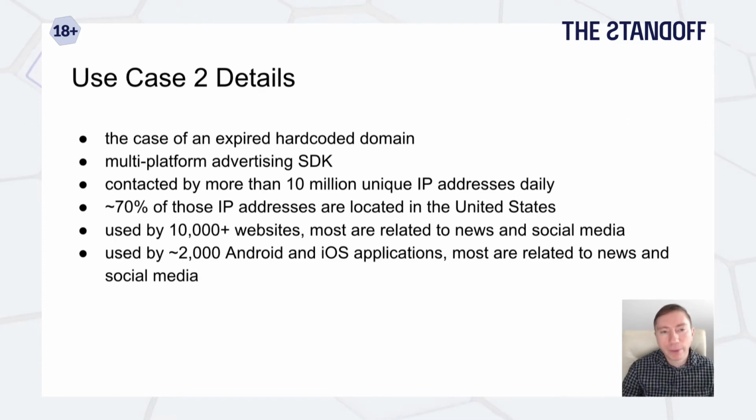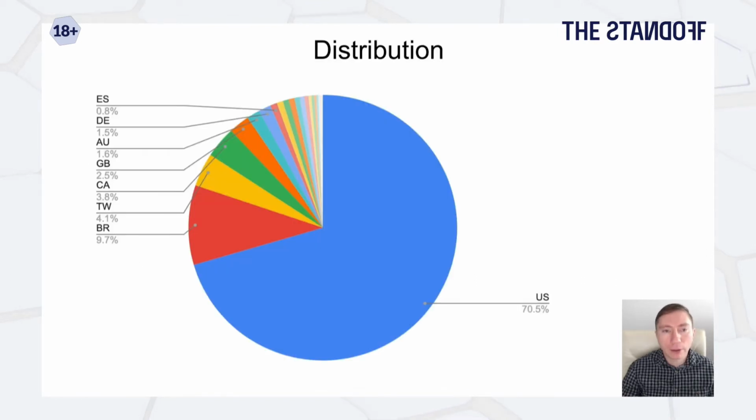By this time this problem is solved, and we are no longer receiving requests, but it was a problem for a few months. As a distribution, we have US in first place with close to 70% of those requests. Then you have Brazil, Taiwan, Canada, Great Britain, also Spain and Germany, other countries from Europe. Even if, for example, Germany has 1.5%, this 1.5% means close to 100k IPs per day. So it's not quite insignificant on that large scale.